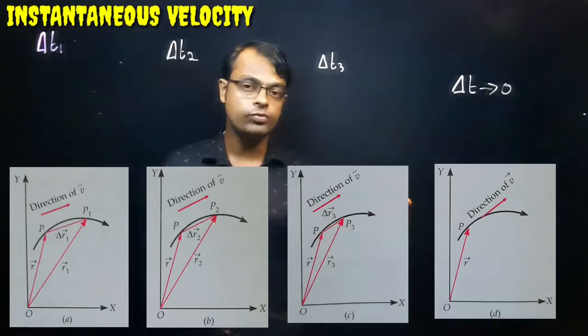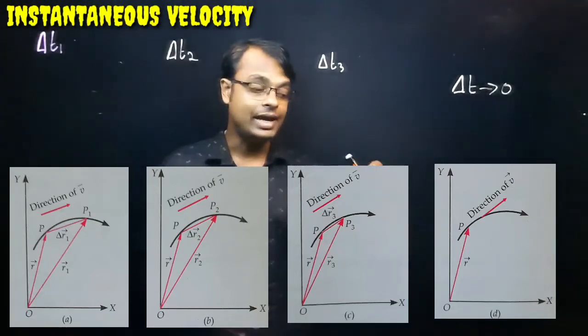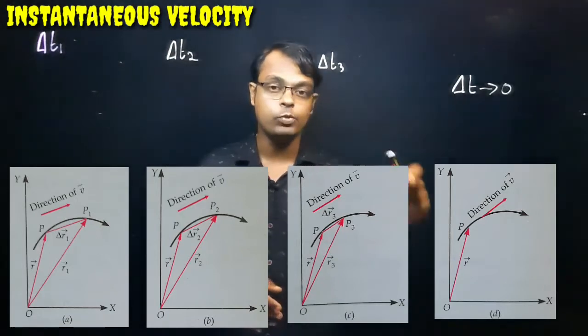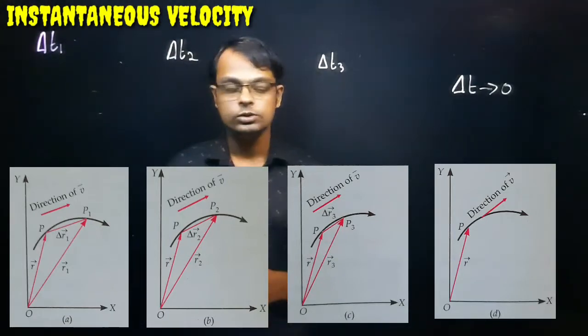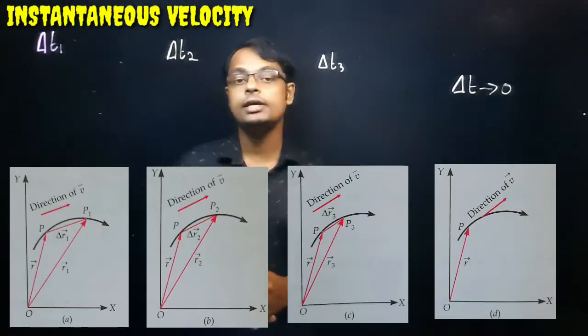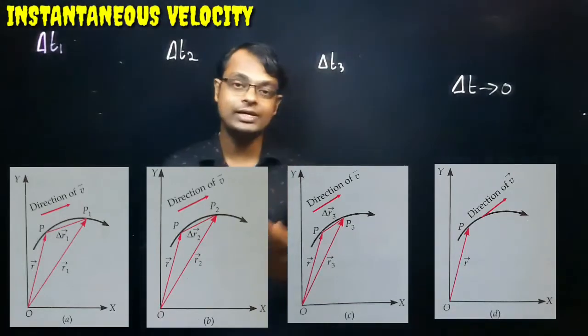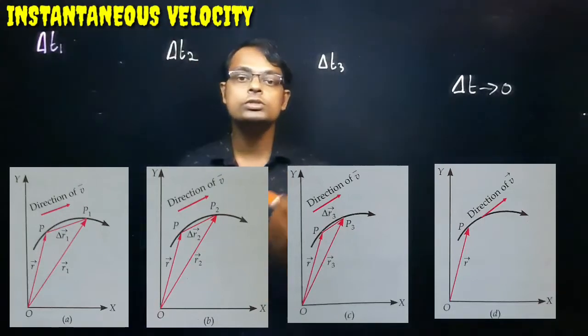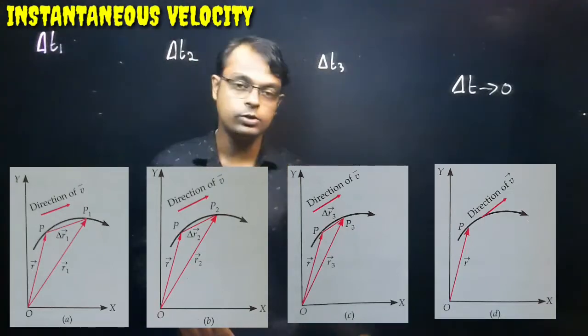There, the direction of the resultant velocity is the tangent drawn at that particular point. Clear? So this is the way to represent the instantaneous velocity in terms of a vector diagram. Okay, now let us use the formula. What is the formula we can use here?